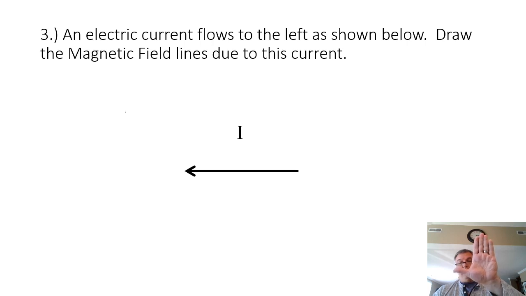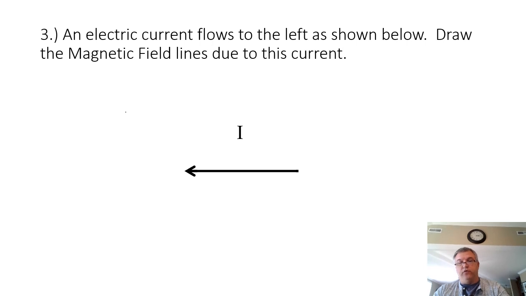Remember, my thumb is the direction of the current, so I have my thumb pointing to the left, the same direction as the current. As I curl my fingers around above the wire, my fingers are going toward the screen or toward the page. So they're going in the negative Z direction. When I get below the wire, now my fingers are coming out of the page and coming toward my face. So that is in the positive Z direction.